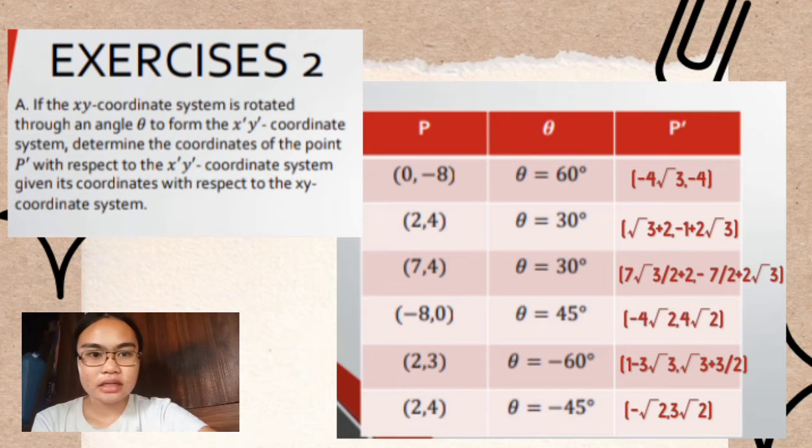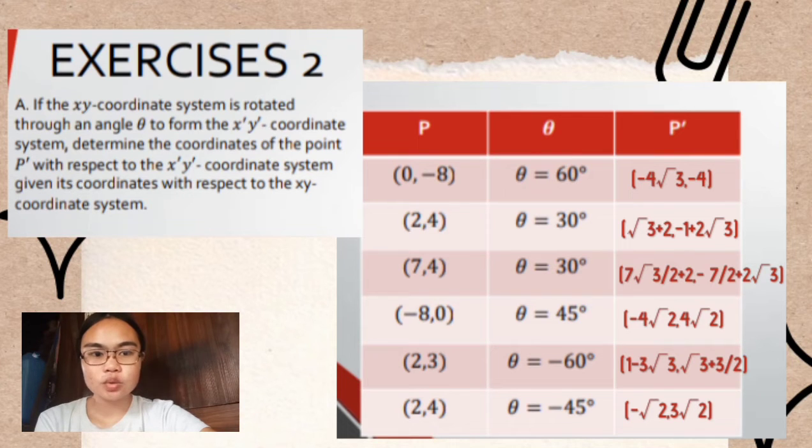In number 3, our P is 7 and 4, and our theta is 30 degrees. So our P dash is 7 square root of 3 over 2 plus 2 and negative 7 over 2 square root of 3. In number 4, our P is negative 8 and 0, and our theta is 45 degrees. So our P dash is negative 4 square root of 2 and 4 square root of 2.